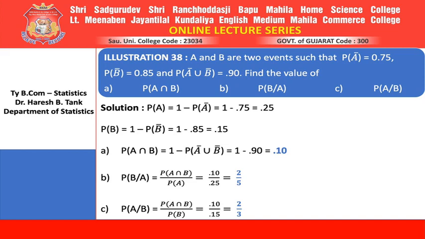Probability of A complement, B complement, and probability of A complement union B complement are given to you. From these three, three more values can be found. Probability of A complement is given, so probability of A can be found. 1 minus probability of A complement is probability of A. So 1 minus 0.75 comes to 0.25. Similarly, probability of B is 1 minus probability of B complement. B complement is given to you. 1 minus 0.85 comes to 0.15.